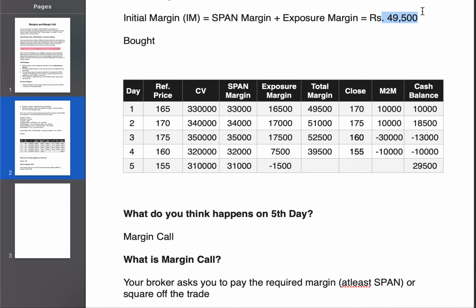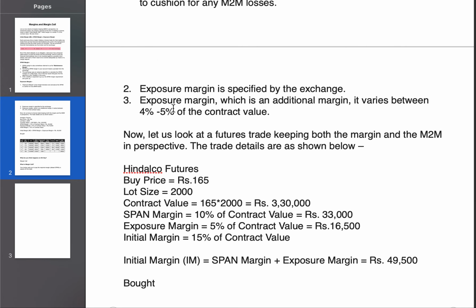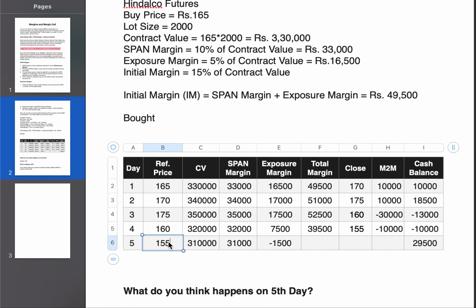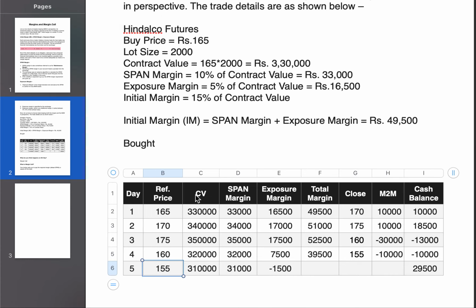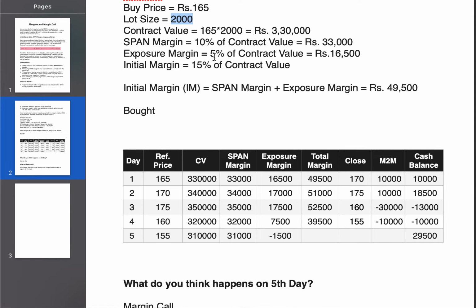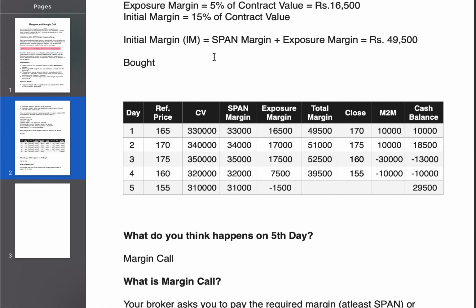Alright, compare the reference price at which I bought. I bought it at 165 rupees. I sold it at 155 rupees because that's when I squared off the deal. As a result, I have faced a loss of 10 rupees per future and lot size is 2,000. So the loss is 20,000 rupees. So it does make a little sense to you, doesn't it?